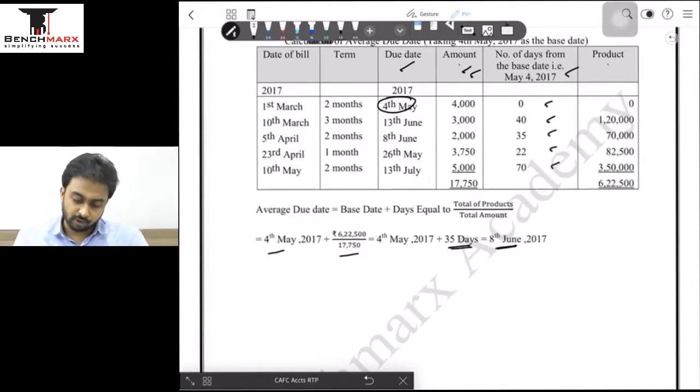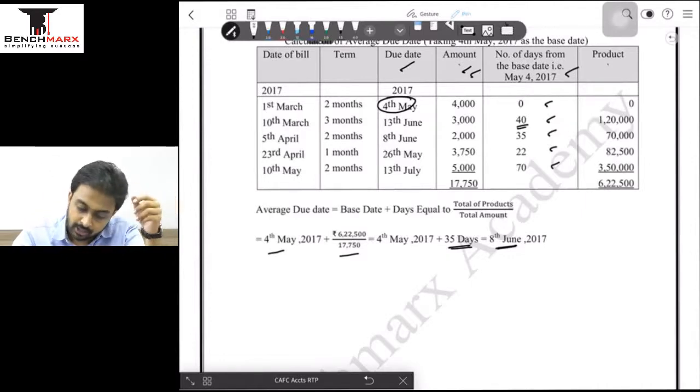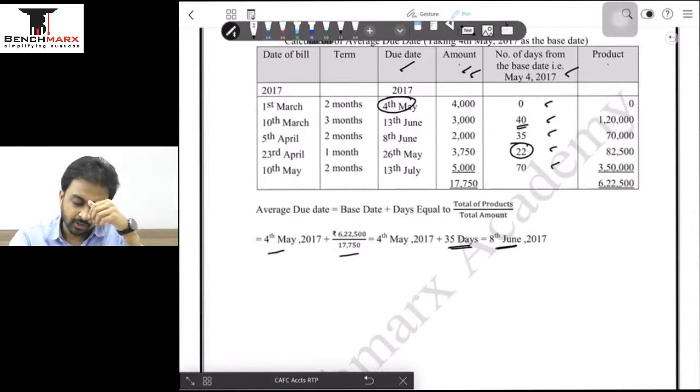ठीक है. To compute the number of days, let's take a simple example. A couple of dates we will compute, बाद में it's all on the calculators. So for example, ये 40 कैसे आया रहेगा? So 4th of May से लेकर 13th of June. First we will travel for 27 days of May, that is 31 days minus 4 days, that is 27 days, and 27 days of May के बाद 13 more days. So 27 plus 13 appears to be 40. Let us see ये 22 कैसे आया रहेगा. 26 May minus the base date of 4th May is nothing but 22 days, and that is it. This is how you compute the number of days.